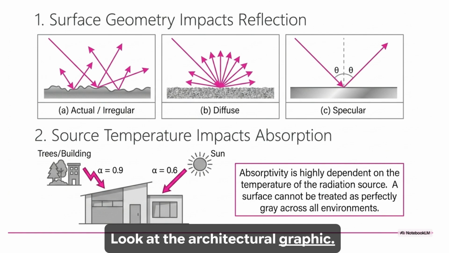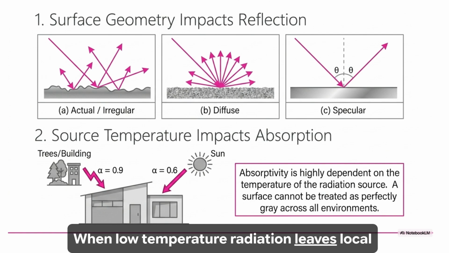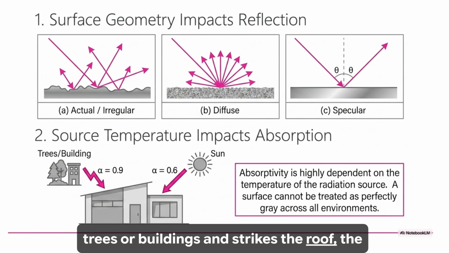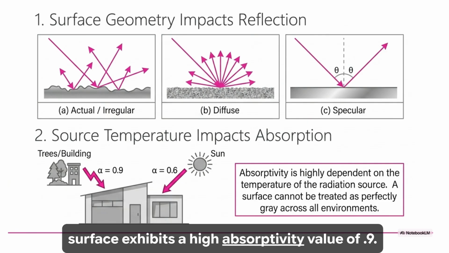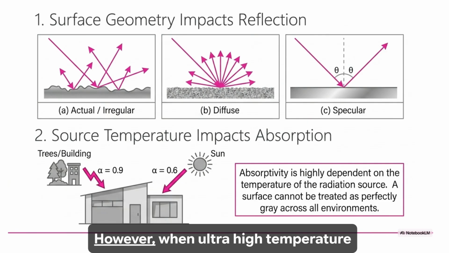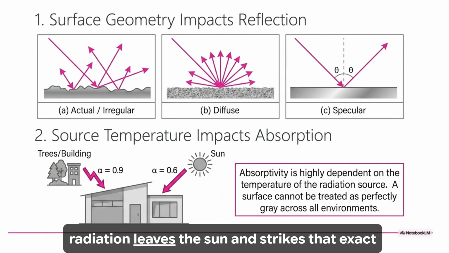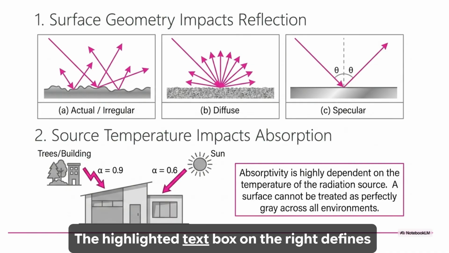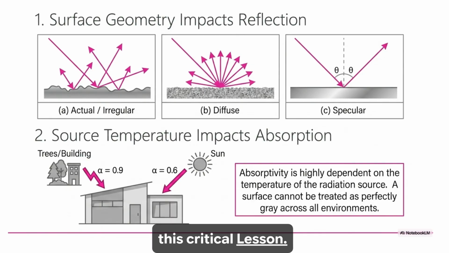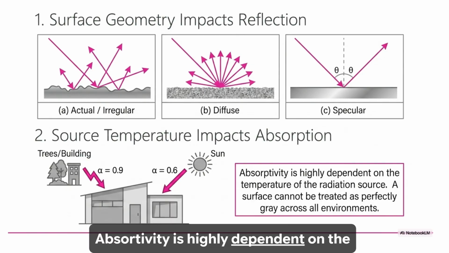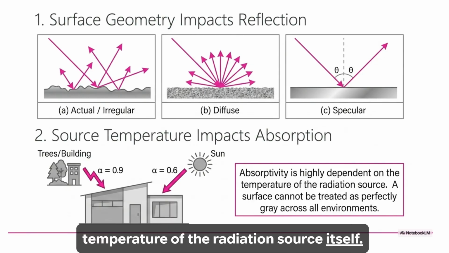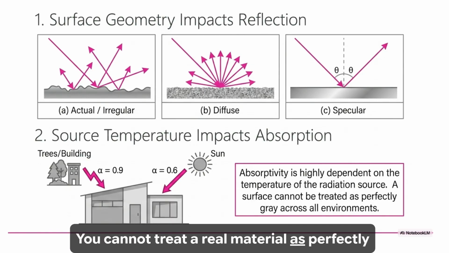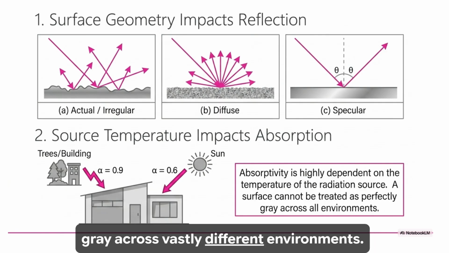Now move down to row number 2, which demonstrates how source temperature impacts absorption. Look at the architectural graphic. When low-temperature radiation leaves local trees or buildings and strikes the roof, the surface exhibits a high absorptivity value of 0.9. However, when ultra-high-temperature radiation leaves the sun and strikes that exact same roof, the absorptivity drops significantly to 0.6. The highlighted text box on the right defines this critical lesson. Absorptivity is highly dependent on the temperature of the radiation source itself. You cannot treat a real material as perfectly gray across vastly different environments.